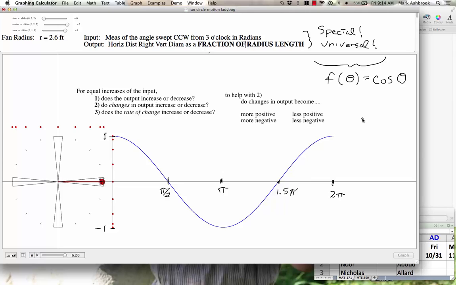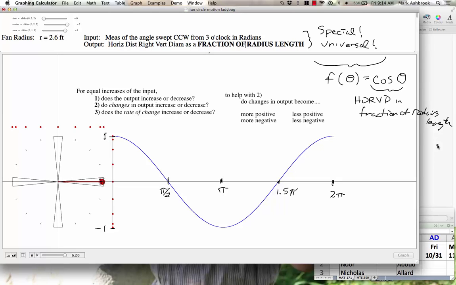And so when you say, what is sine or what is cosine, you're referring to the output quantity. When I say, what is cosine, the answer is the horizontal distance, right? So when you ask, what is sine? What is cosine? That's asking, what is the output? What does it give? So whenever you have cosine, what is it? It is the horizontal distance right of the vertical diameter in fraction of a radius length.